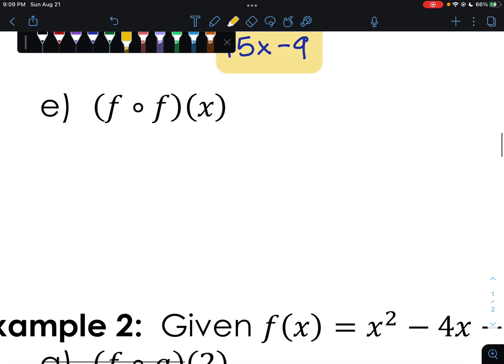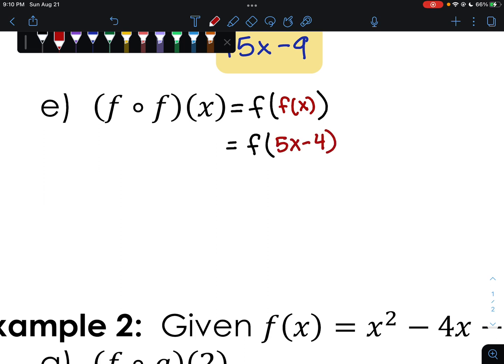Now we have f of f of x. We're using the same function twice. So what that would look like is f of f of x. We are plugging f back into itself. So f of x is 5x minus 4. Anywhere there's an x, we're going to plug in 5x minus 4.